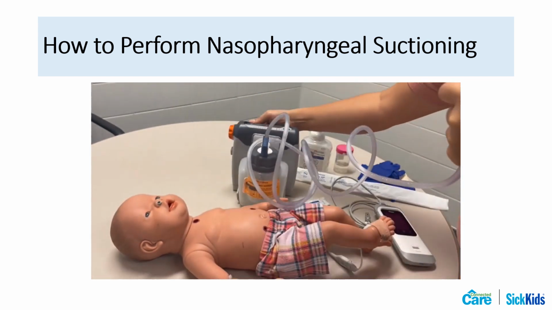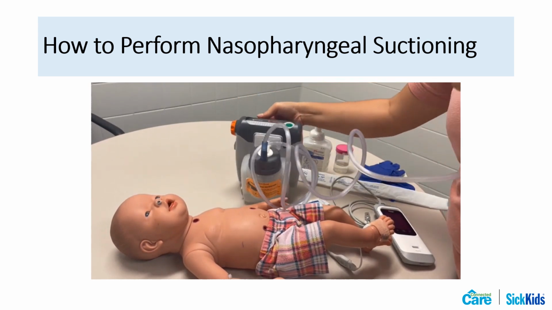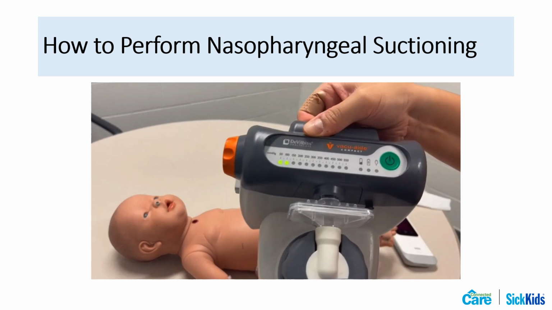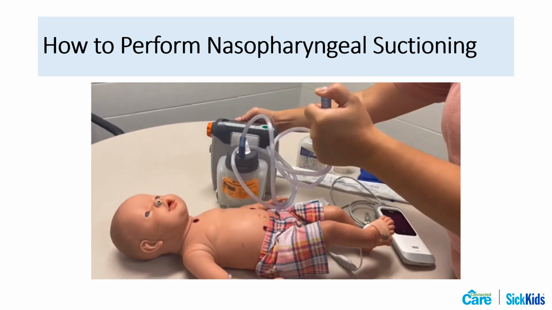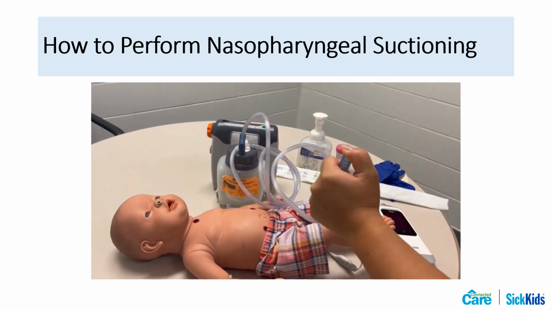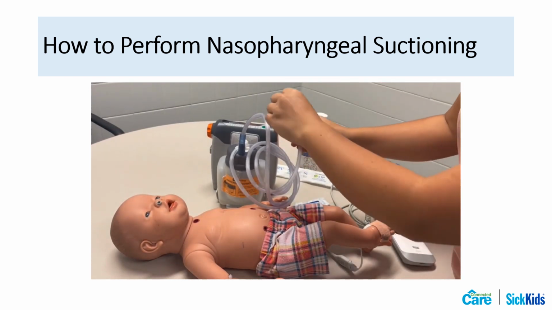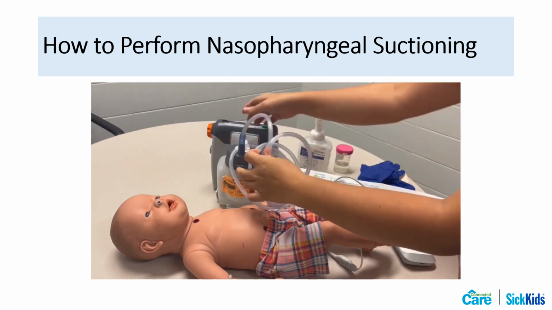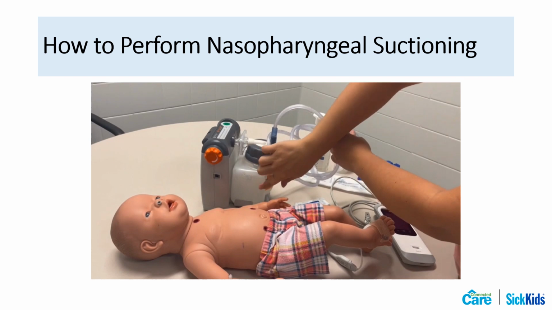Our goal is to reach the maximum pressure when occluded. Remember, pressure settings for neonates or newborns are 60 to 80 millimeters of mercury, infants 80 to 100 millimeters of mercury, children or teens 100 to 120 millimeters of mercury. In this scenario, the pressure will be set to 100 millimeters of mercury. Make sure the tubings and filters are clean and the canister is not overfull.